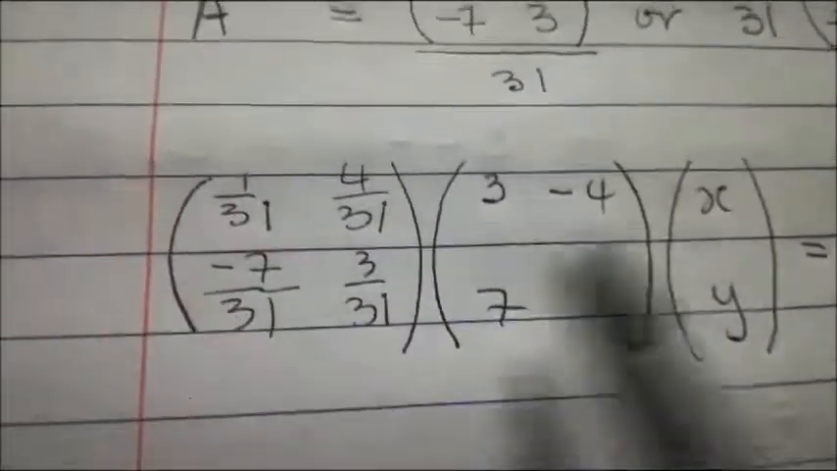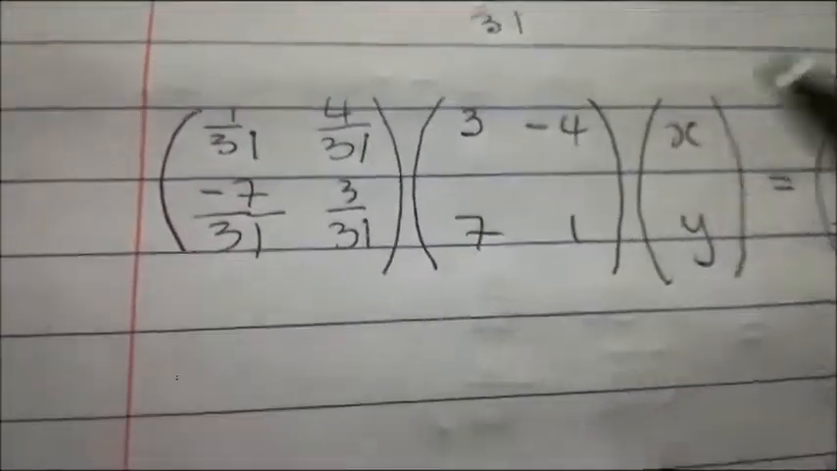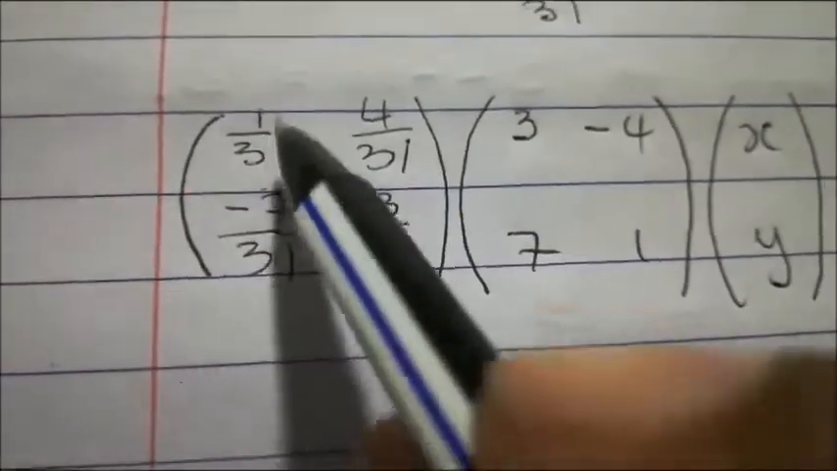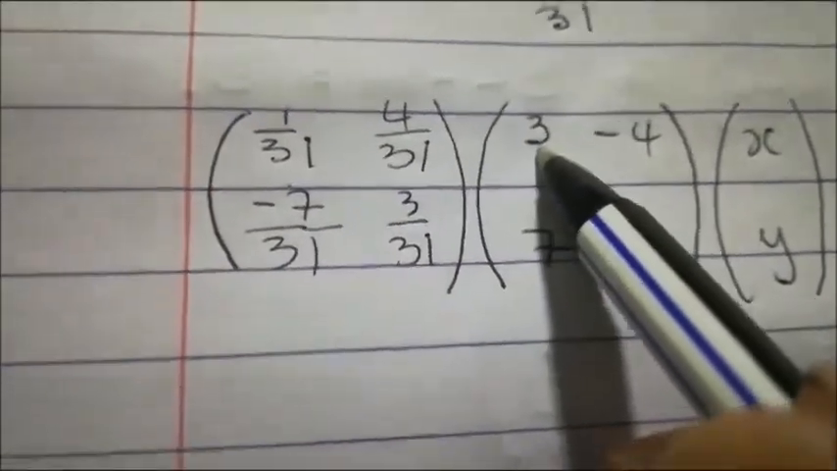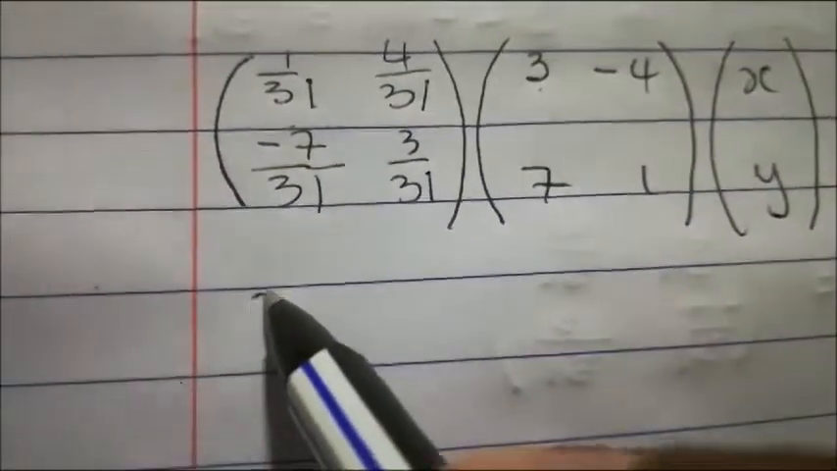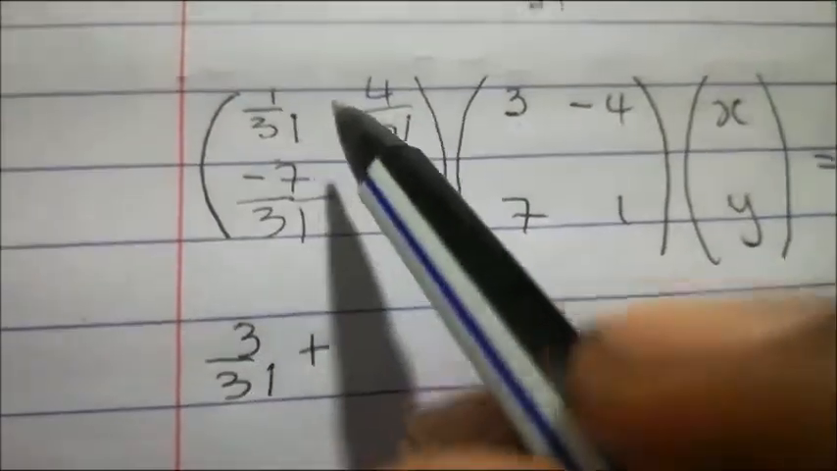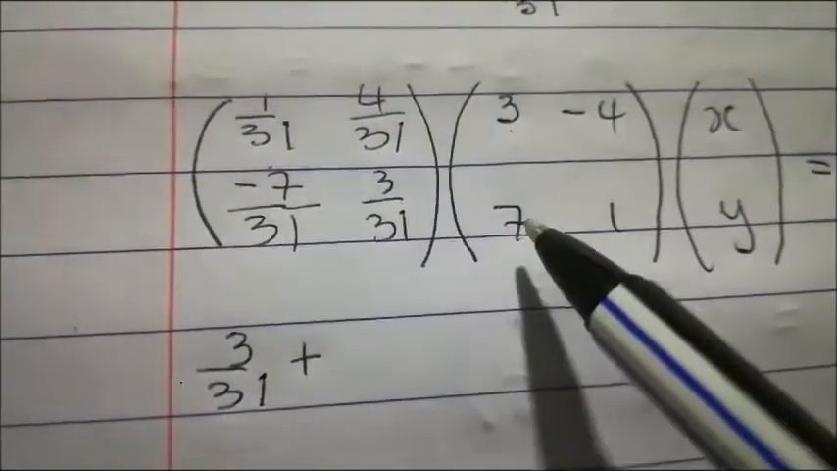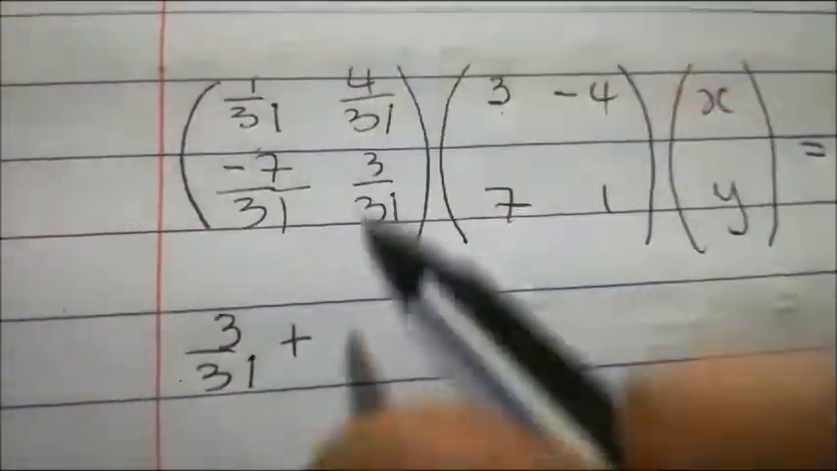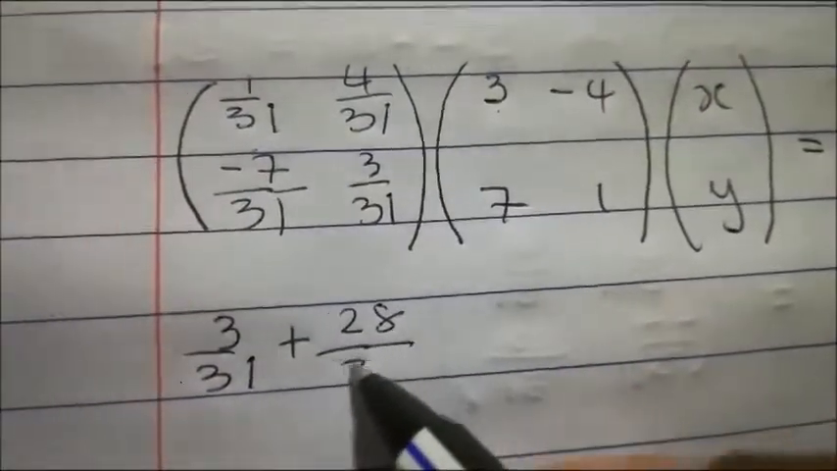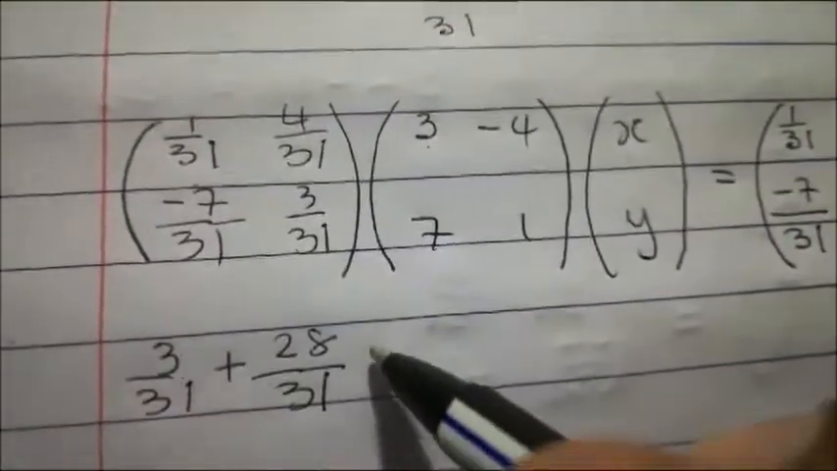It's a bit lengthy to multiply this out, but I'm still going to do it just the same for you to understand what's really happening here. So 1 over 31 times 3 is equal to 3 over 31. Plus, this times this is 28 over 31. 7 times 4 is 28. And that's going to equal to what? That's going to equal to 1.